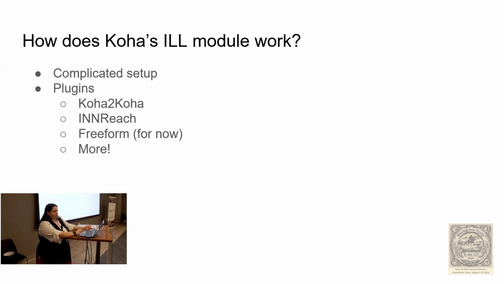The current plugins are the Koha ILL plugin, which lets Koha libraries do interlibrary loan between them; INN-Reach, which is mostly what we're going to be talking about today; and the freeform plugin, which is a plugin for now, but is actually moving into Koha core hopefully soon. And there are other plugins available too. I know there's a bunch that special libraries in Europe use. Each one functions differently and has separate configurations.